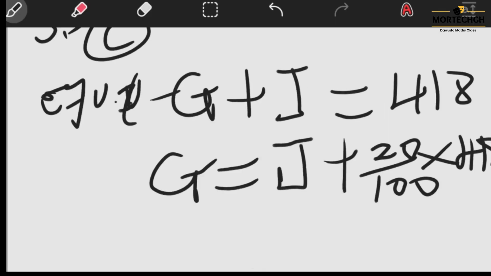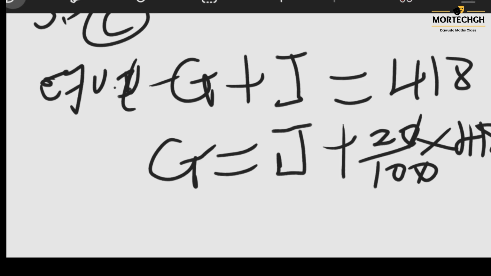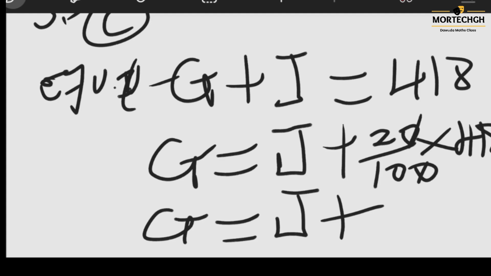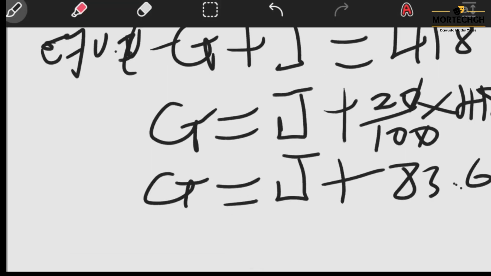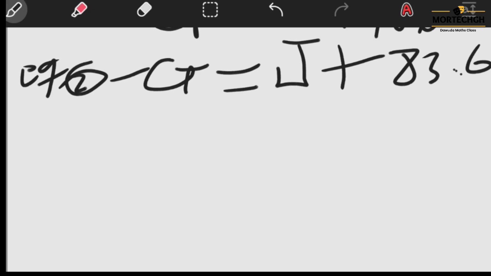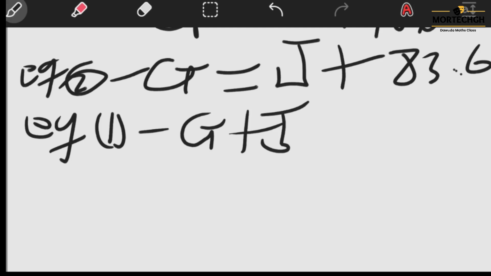Zero cancels zero. 2 over 10 times 418 will give you 83.6. So Gifty is equal to the amount received by Justina plus 83.6 Ghana cedis. That is equation 2. Equation 1 being G plus J is equal to 418 Ghana cedis, the total amount shared between these two. One received 83.6 Ghana cedis more than the other. So let's put G is equal to J plus 83.6 inside the equation.